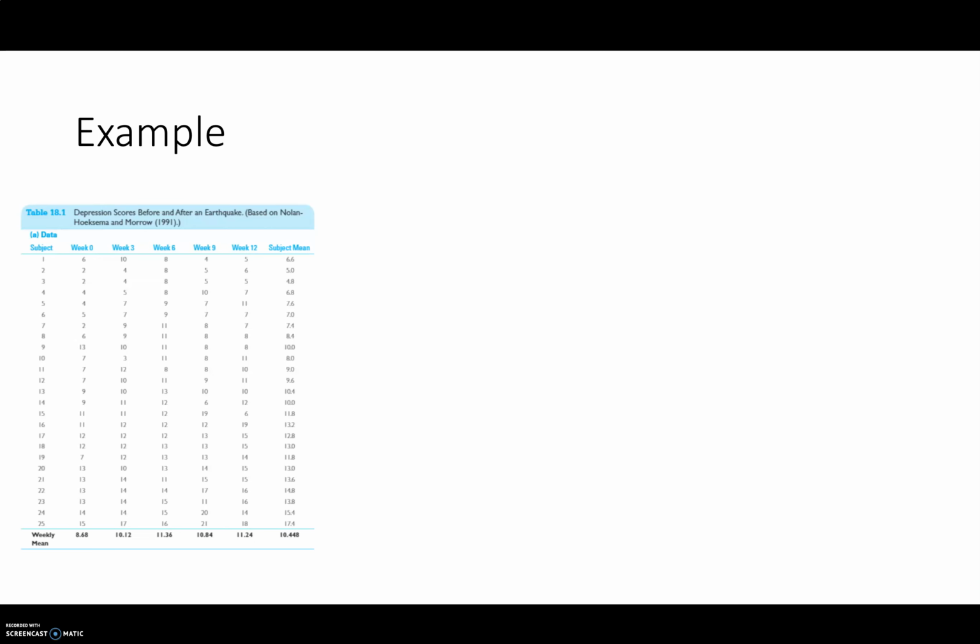So here's an example that we talked about in the last lecture. These are the depression scores before and after an earthquake. Here you can see the means for the weeks, and it's across 5 weeks, week 0 being the baseline prior to the earthquake. And this is the summary table from the repeated measures ANOVA. You can see we have a significant F statistic.